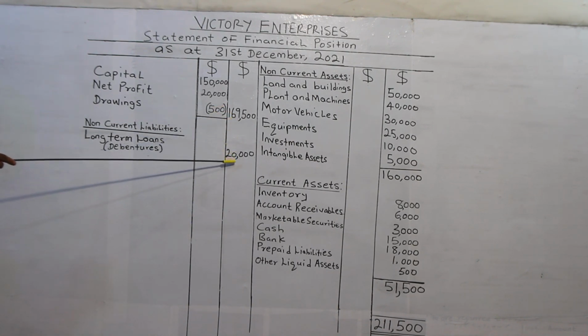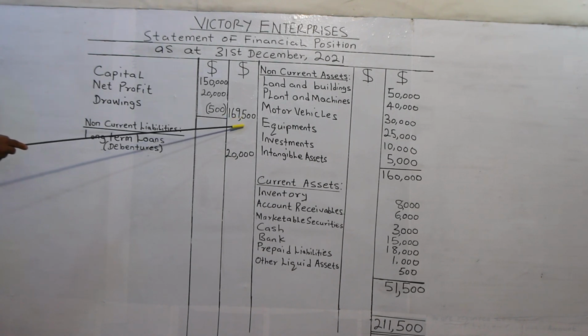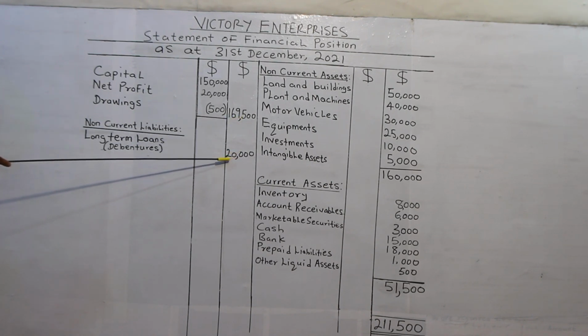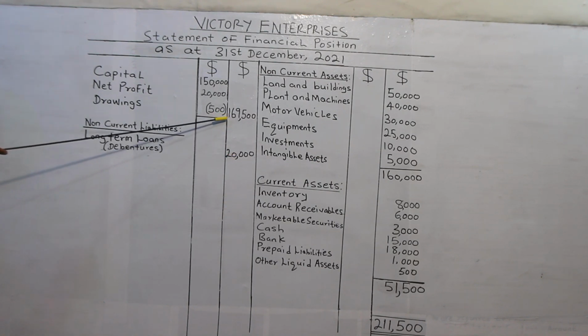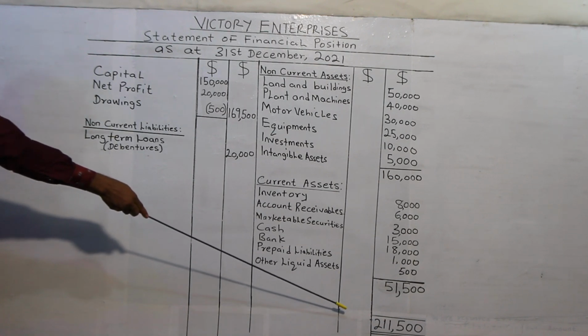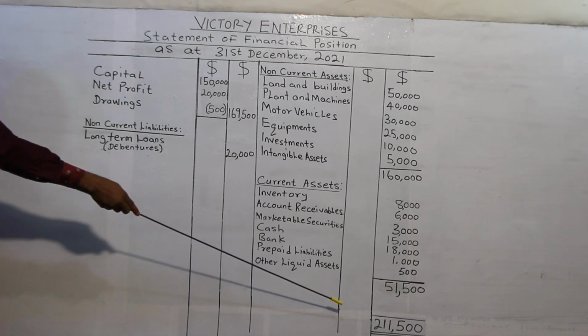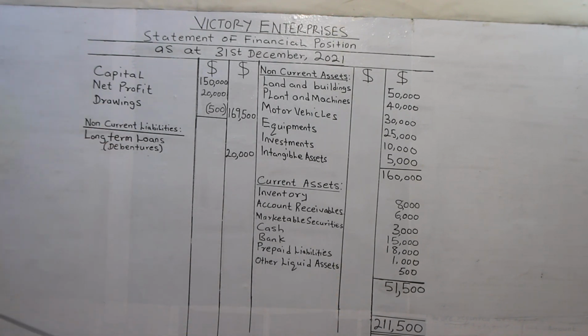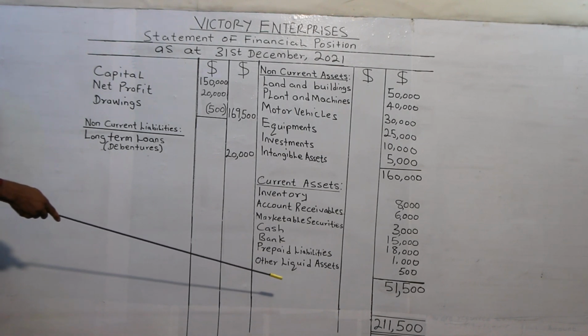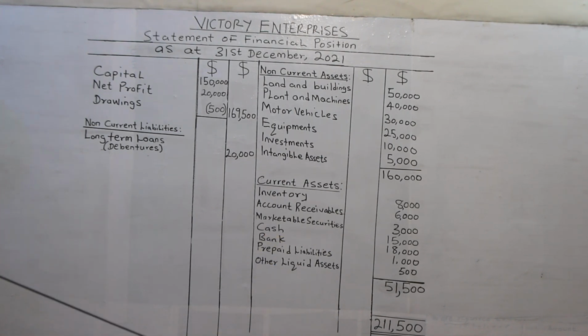Of course, you can see the figure already included alongside the capital introduced plus net profit of Victory Enterprises. If you add these two figures, $169,500 to $20,000, it will give us $189,500. Of course, it is not equal to $211,500 of the total assets. So the question is, how did Victory Enterprises obtain $211,500 assets? That will bring us to Victory Enterprises' current liabilities.